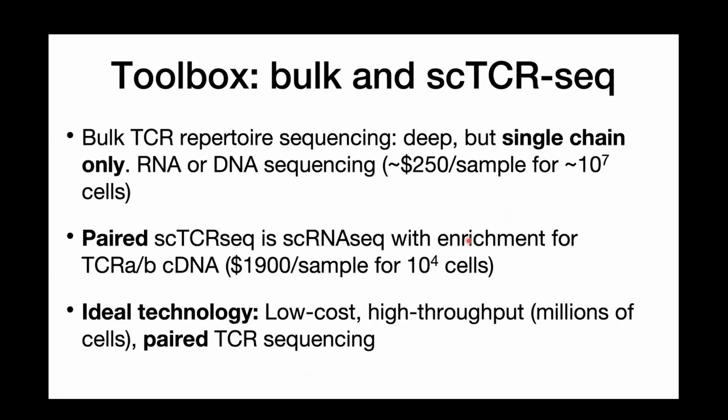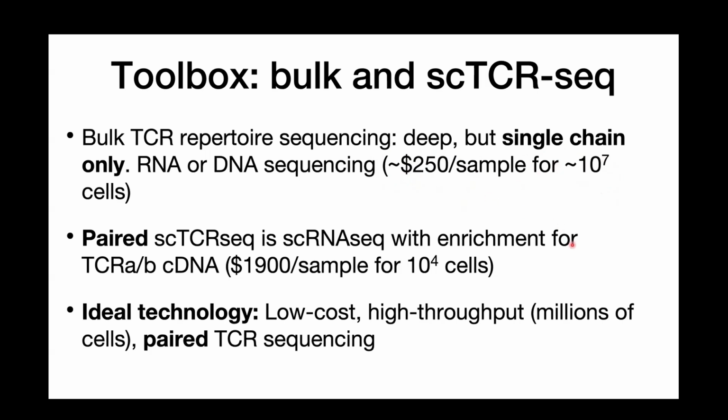So what toolbox do we have to study the T cell receptor repertoire? There are more tools, but I just list the most frequently used ones. You have, of course, bulk TCR repertoire sequencing. It is deep, but it's a single chain only, because when you do it, you lyse the cells. Alpha and beta are encoded separately, on different chromosomes, as different transcripts. And when you lyse them, they all mix. So you don't know which alpha was paired to which beta. It is reasonably cheap. It could be done from RNA or DNA, and this is just an estimate if you do it yourself. I think Adaptive, which is the most frequently used company for repertoire sequencing, charges you way more. So about $200 per sample, and a sample could be, I don't know, 10 million cells. You can sequence 10 million cells with this technology.